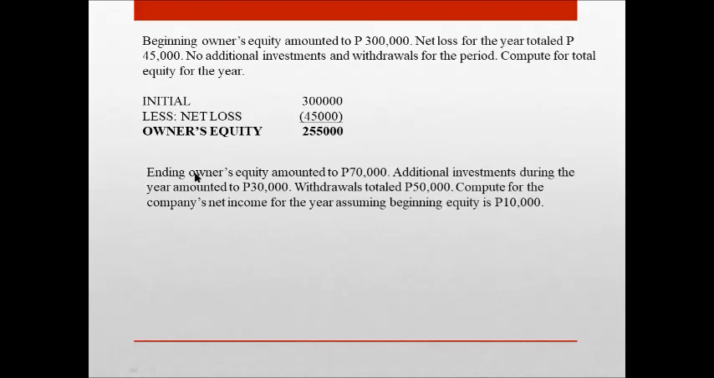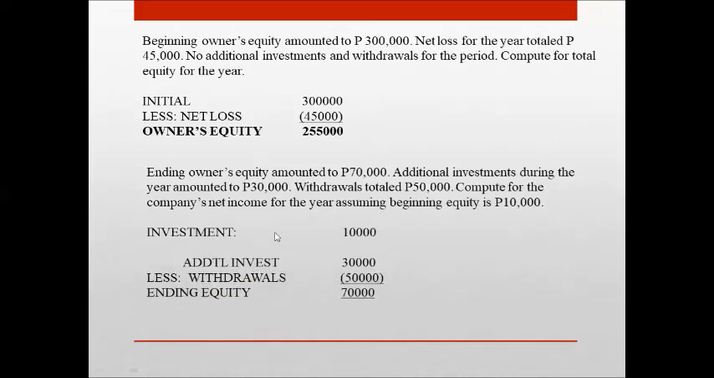Next, ending owner's equity amounted to 70,000. So dito given na yung ending natin. And then additional investment during the year is 30,000. Withdrawals total to 50,000. So compute for the company's net income for the year assuming beginning is 10,000. So dito given ng ating owner's equity ending. So kumbaga kapag i-perform mo siya, ganito siya. Meron nawawala dito which is yung hinahanap niya. So nawawala si net income.